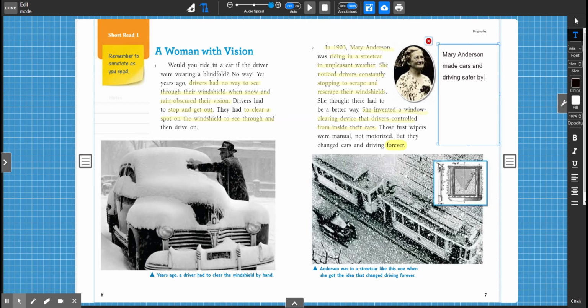I want you to finish this main idea, and you are going to read me your entire main idea. So Mary Anderson made cars and driving safer by, you're going to submit it to me on Canvas.